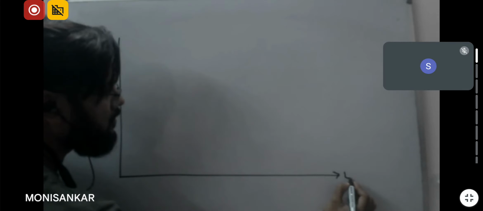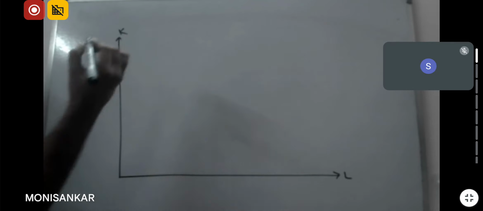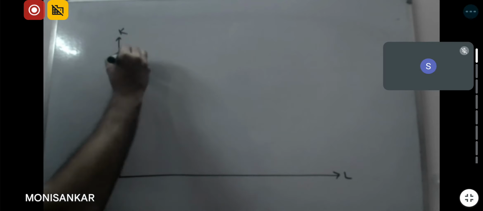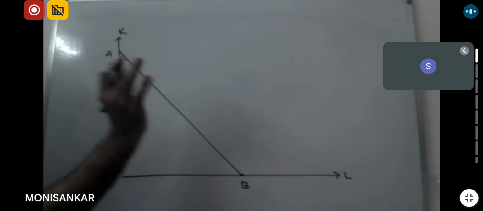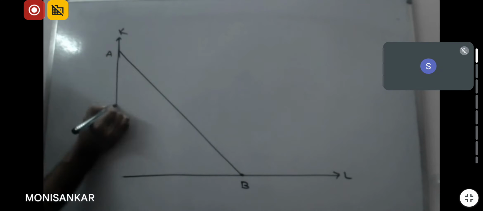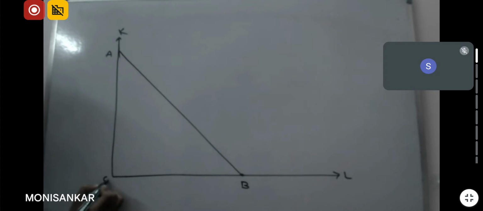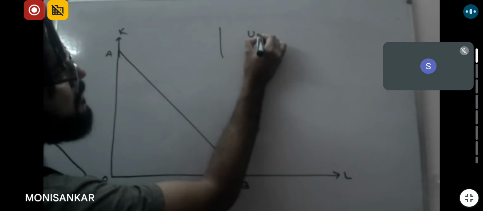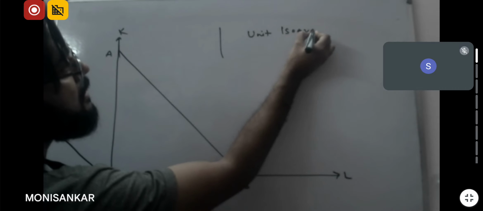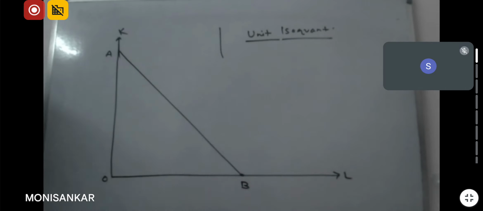Now, let's take a simple graph. We measure L, we measure K. A, B. Before this, let's start with the concept of the unit isoquant.